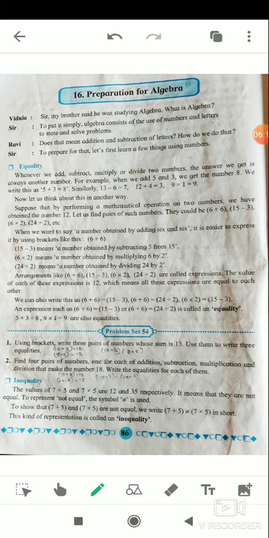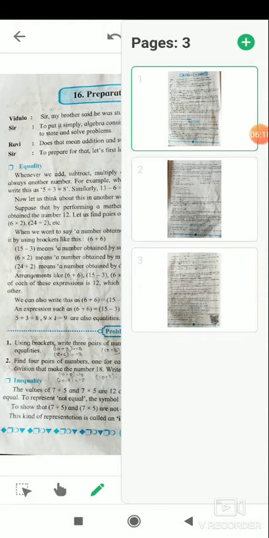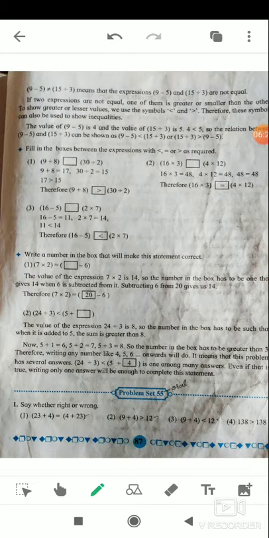Okay, I hope you understand it. Now see the next page, that is page number 2. Okay.